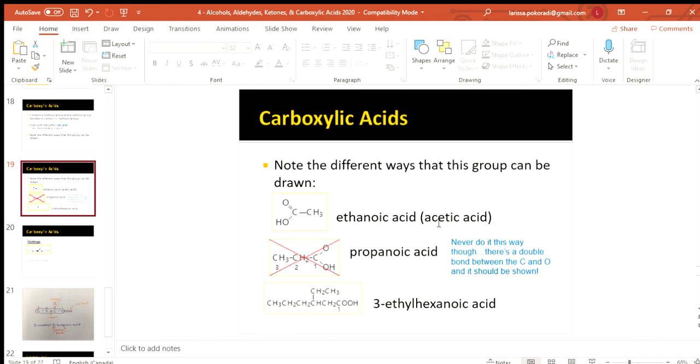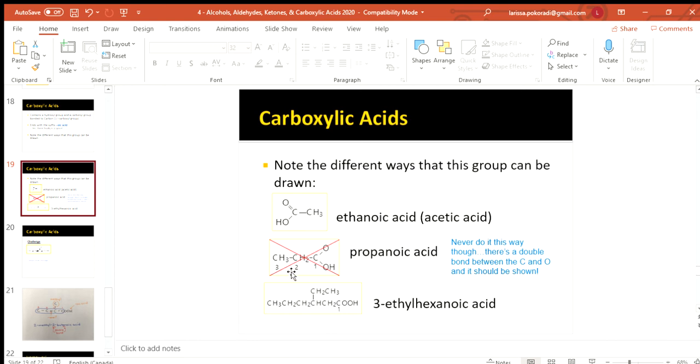So ethanoic acid is acetic acid, which is vinegar, probably if you've seen the label before, if it sounds familiar. So our carboxylic acid piece, that carboxyl, is always going to be carbon 1. So I didn't have to label anything with numbers.